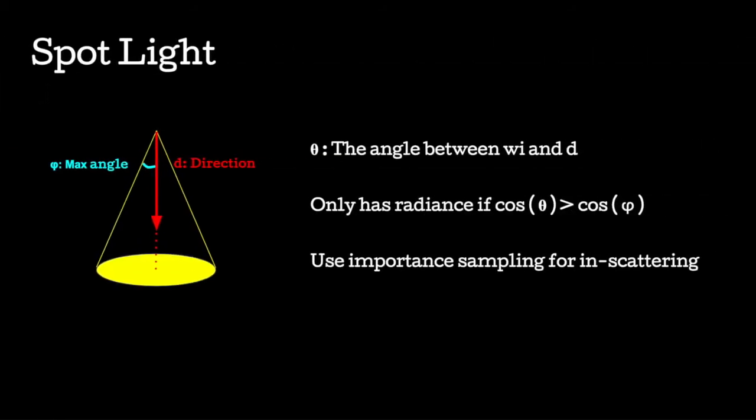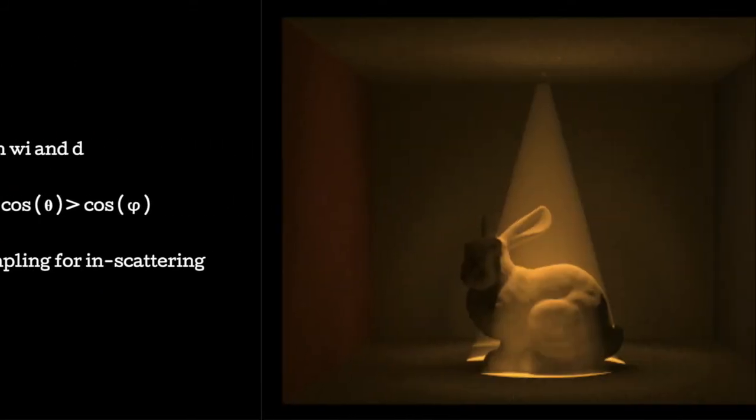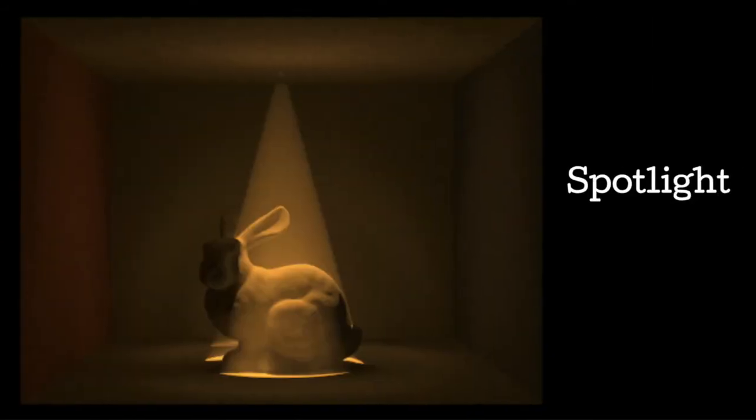In our project, we also design another type of light source, spotlight. And we need to use importance sampling because it is almost impossible for a randomly generated ray to hit the spotlight. Here is an example of a rendered image with the spotlight placed in the center of the ceiling.